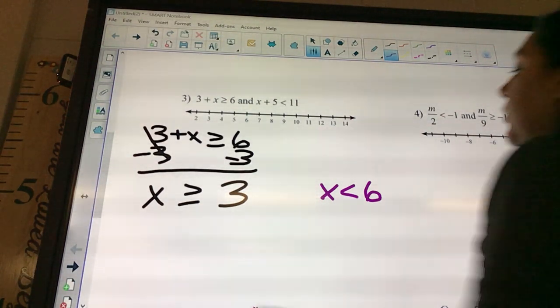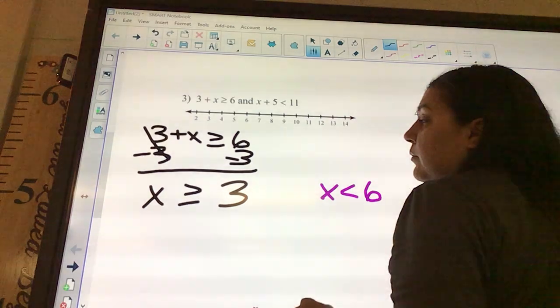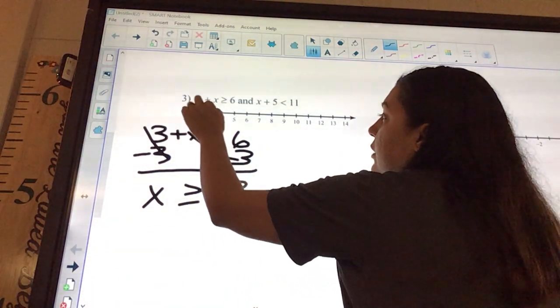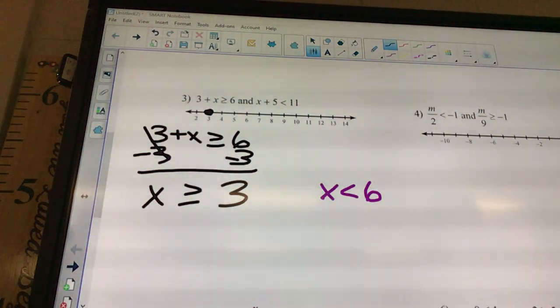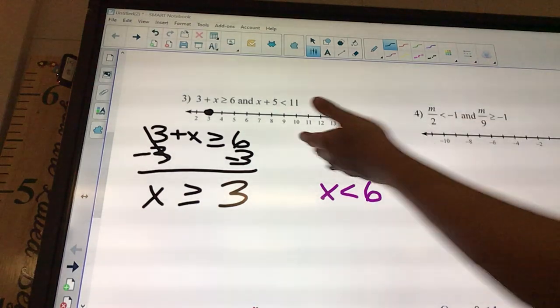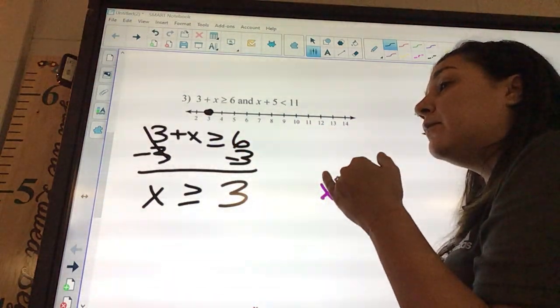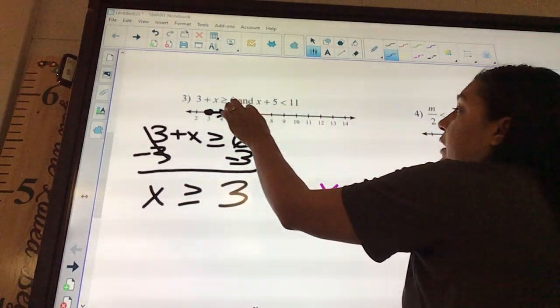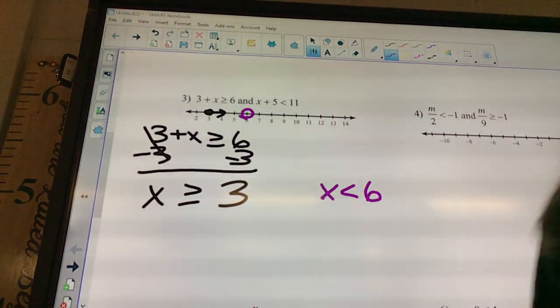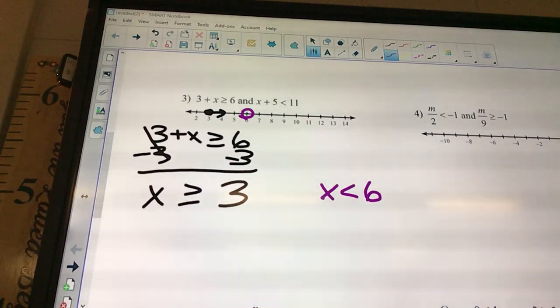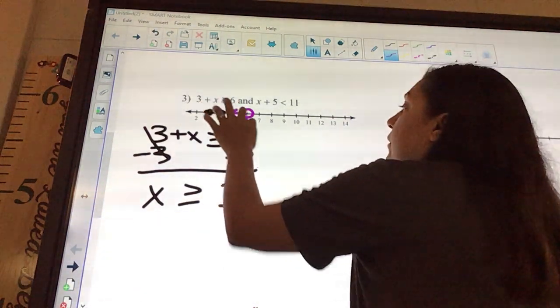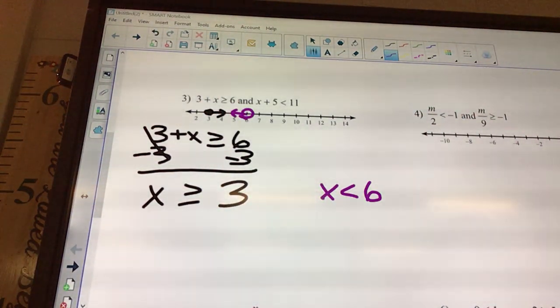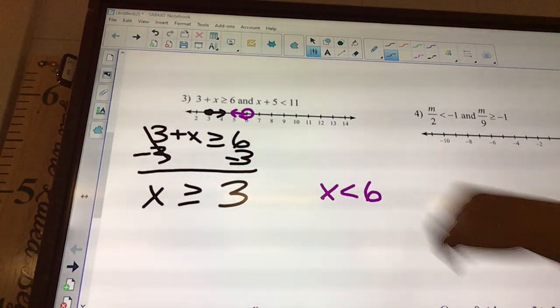So on the 3, should it be open or closed? Closed. And this is an and, which means both of them should be pointed in. Ands go in. But this says x is greater than, so which way is it going to go? To the right. And then the 6 should be open. And it says x is less than. Are they both pointed in? Yeah, and this is an and problem, so they both should be pointed in.